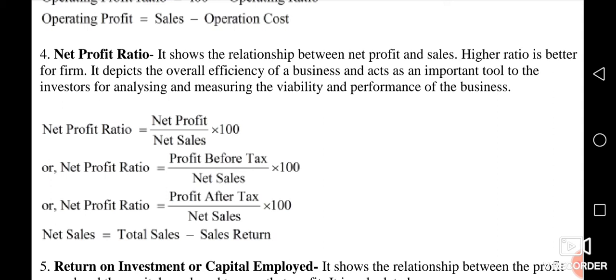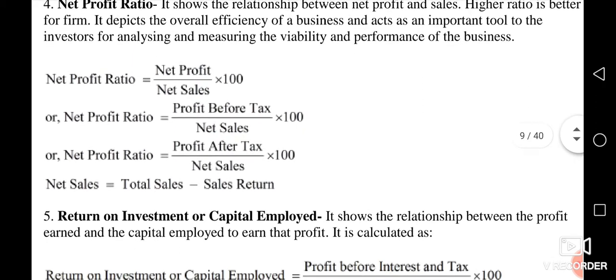Net profit ratio equal to net profit into 100 upon net sales, or net profit ratio equal to net profit before tax into 100 upon net sales. Net profit ratio equal to net profit after tax into 100 upon net sales. These are different options.